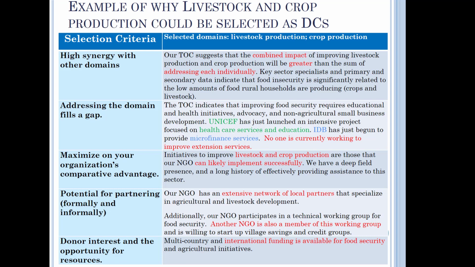It is your organization's best competitive advantage, let's say, to work on livestock and crop production. This is why you have chosen that. These are the activities that you are in the position of implementing most successfully. That's why you have chosen that. There is also a very high potential for partnering with other actors, other NGOs. Imagine that you, as an NGO yourself, have an extensive network of local partners that are all working on agriculture and livestock development, so it's quite natural that you also choose these domains of change.